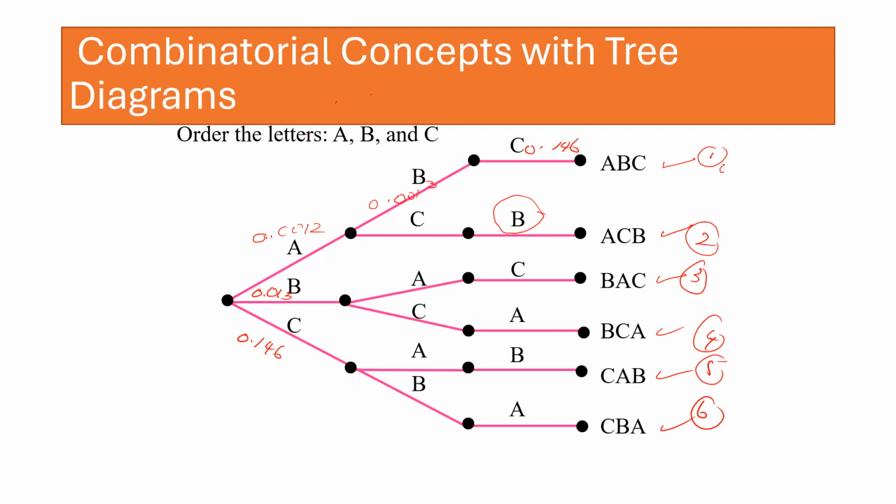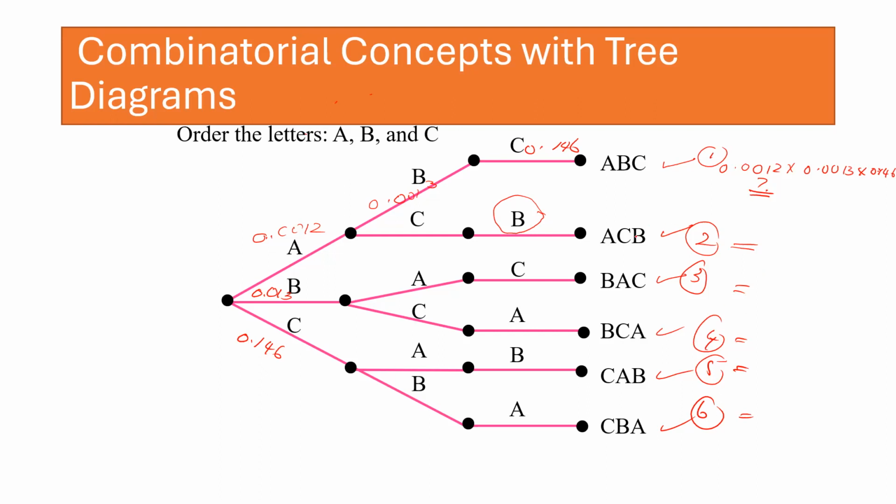So how can we find ABC? That is 0.0012 multiplied by 0.0013 multiplied by 0.146, isn't it? So finally you can find what the answer is here. Likewise, you can find the same thing here for ACB. What are the respective probabilities? That is a different thing.